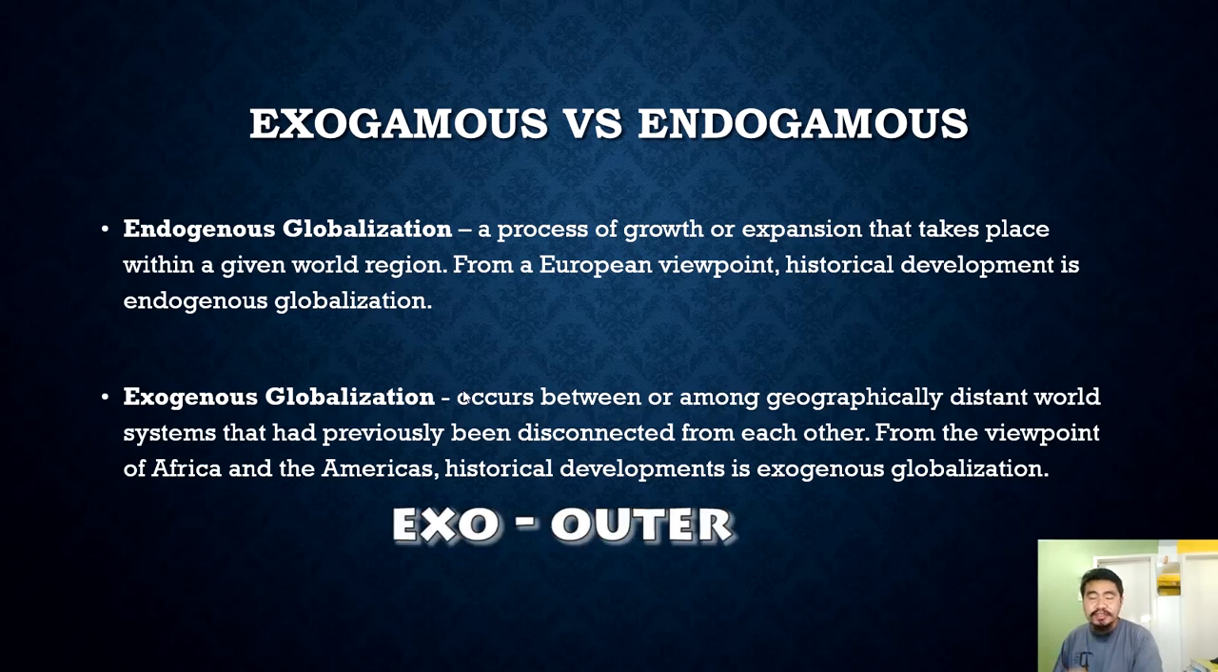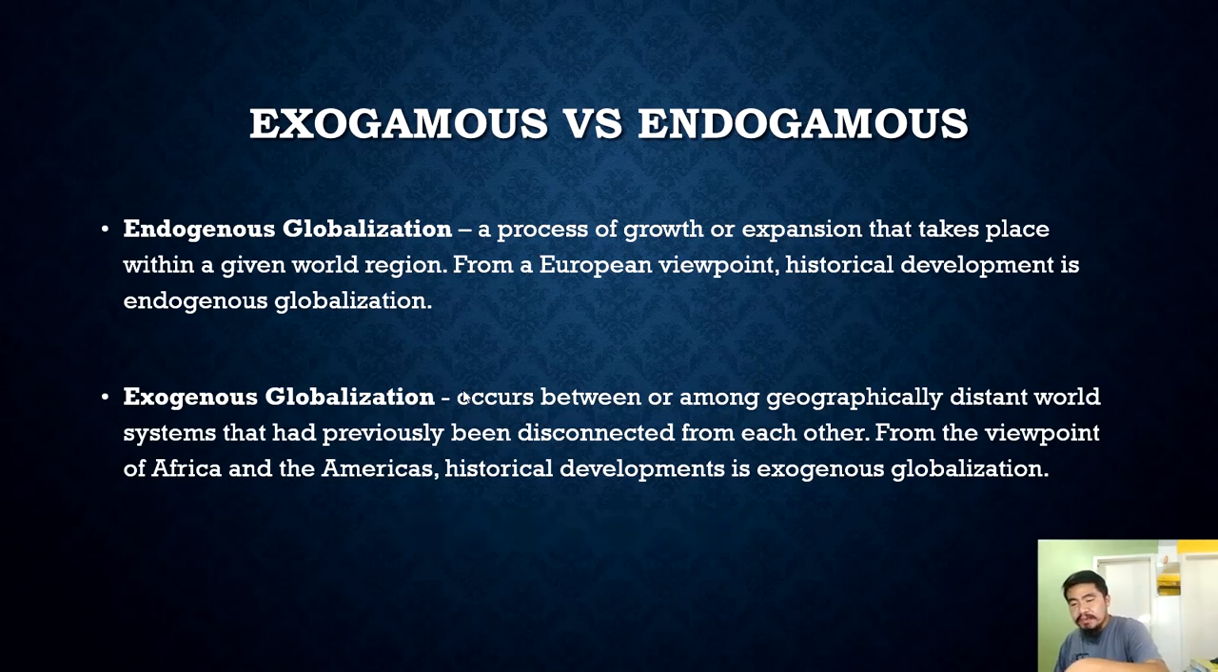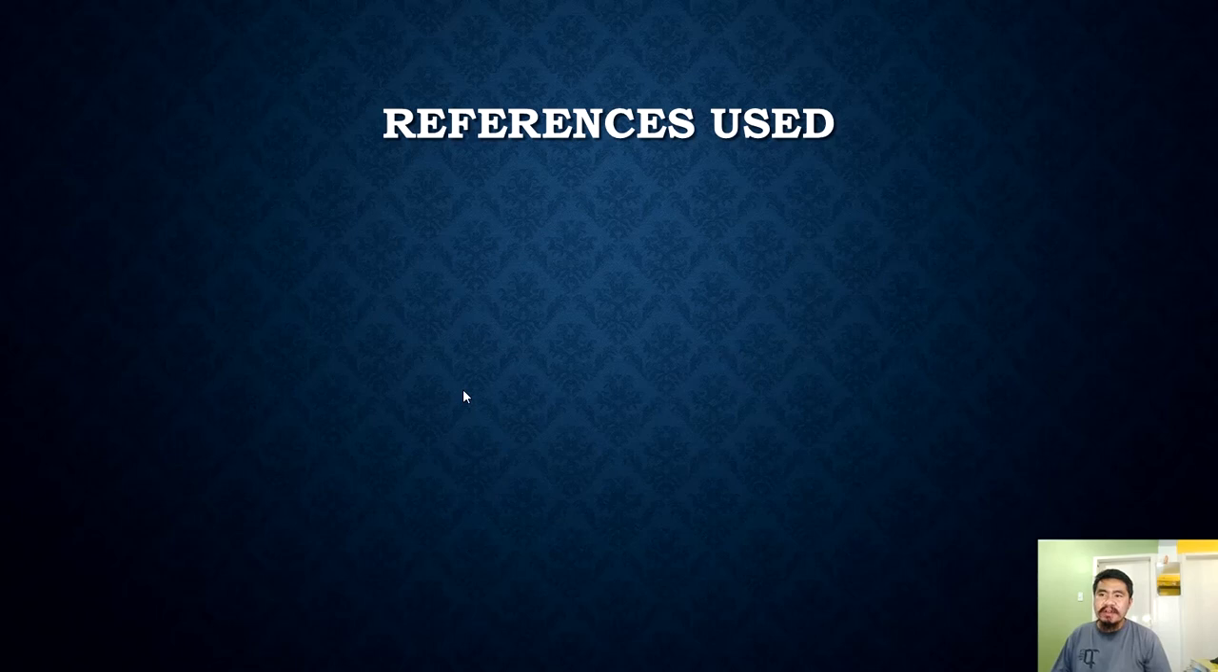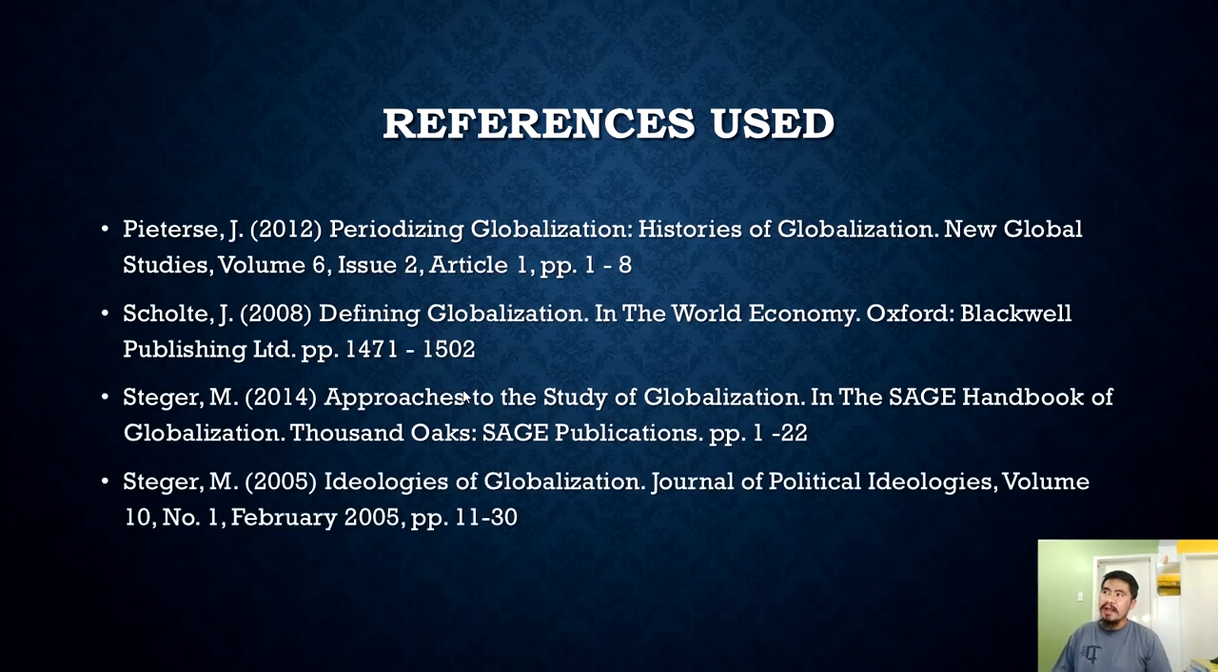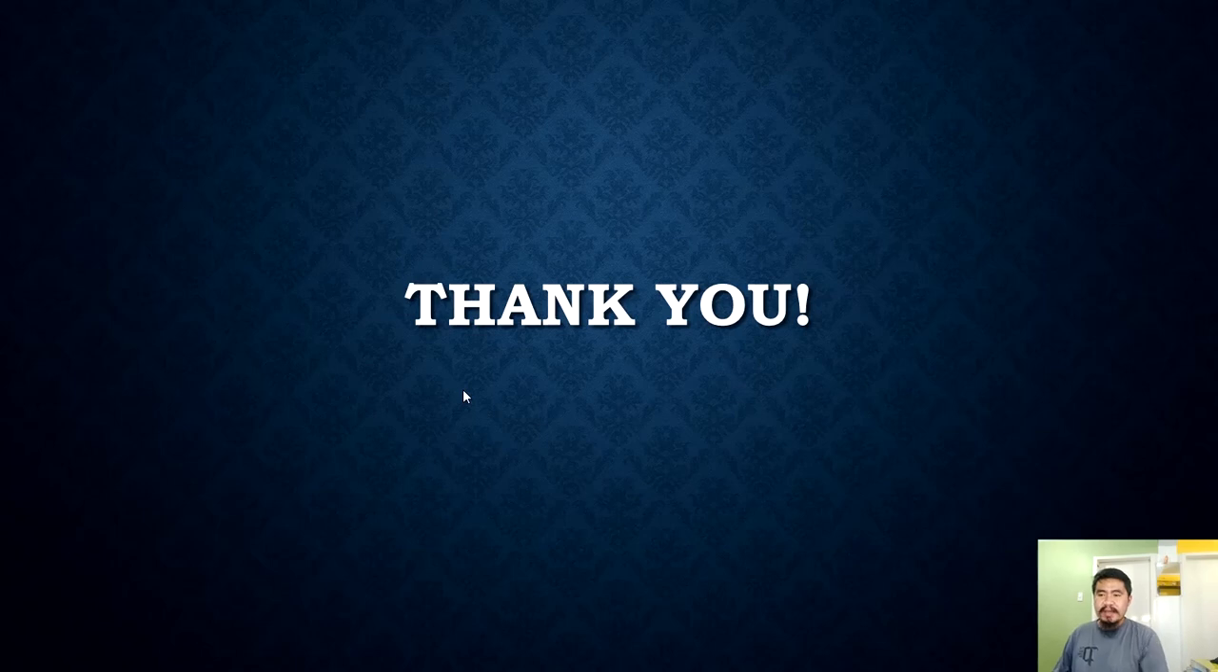On the other hand, exogenous is very similar to multiculturalism. Multiple poles, cultures spread. So endogenous is like centrism. Exogenous is like multiculturalism. So here are the references that I've used. These are the actual readings in the original syllabus of the contemporary world. However, we need to scale it down, especially since this is our approach in this subject. So I hope you learned a lot even if the examples were a bit messy.